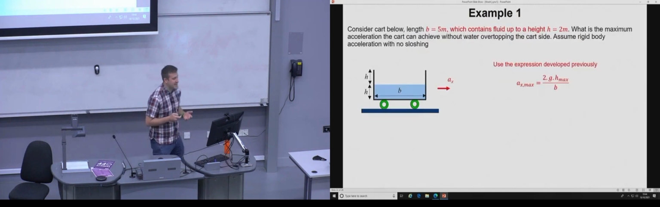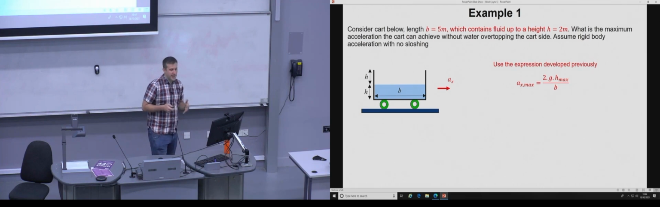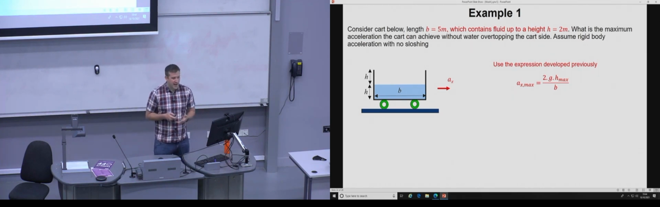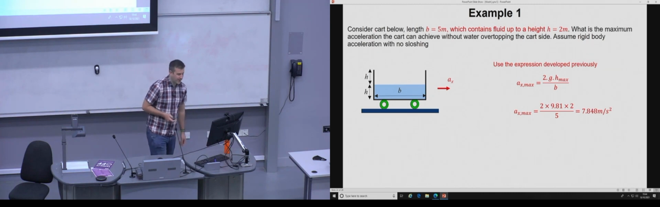And this is tested in this example, which I think was part of an exam question a few years ago, which basically, if you're given this expression, how can you calculate the maximum acceleration which is applied? It's as simple as plugging in the numbers. If you know the base and you know the maximum height that it can reach, then you can solve the problem.